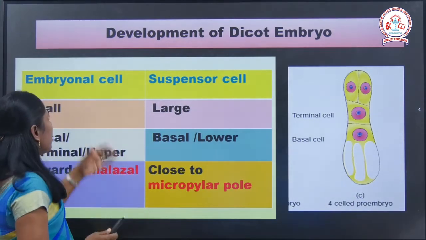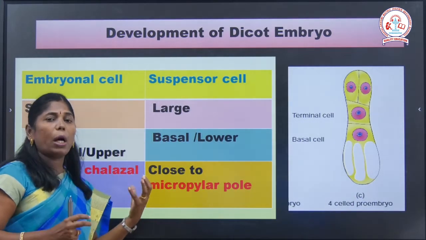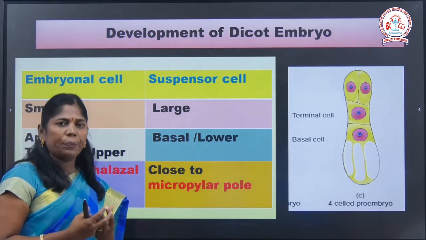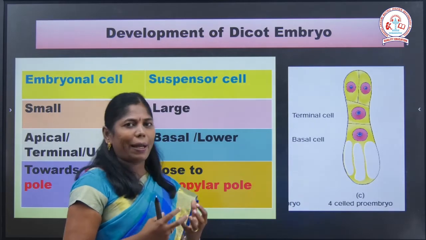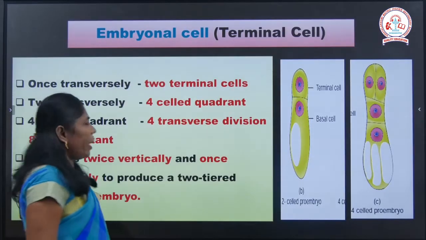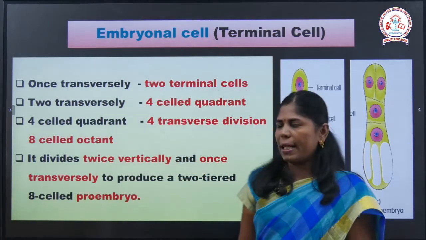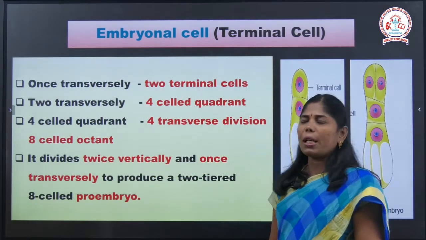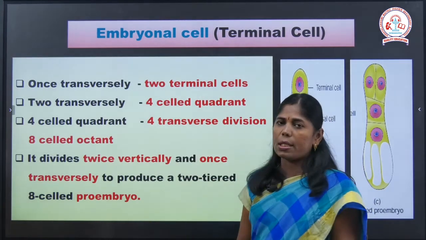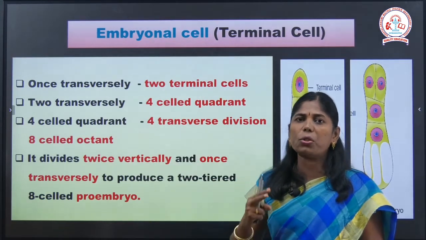What are the divisions in the embryonal cell? How do they form all those layers, the outer layer, inner layer and innermost layer in the plant body? We have to see how they are formed. The embryonal cell is the smaller cell. What divisions occur in it? The first division is a transverse division. Already the zygote has divided into two cells.